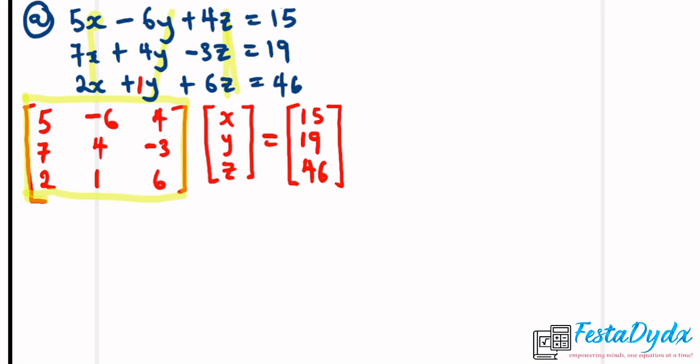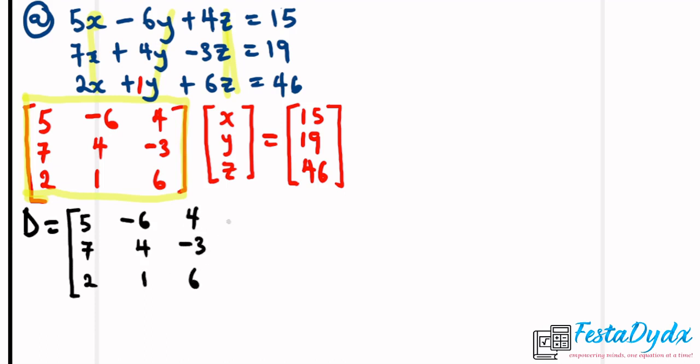So our D is equal to 5, 7, 2, minus 6, 4, 1, 4, minus 3, and then 6. Looking for the determinant of this, remember that we have to have our signs plus, minus, plus, plus, minus, plus. So now working for the determinant, we're going to be getting something like this.